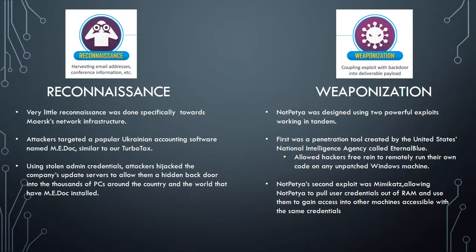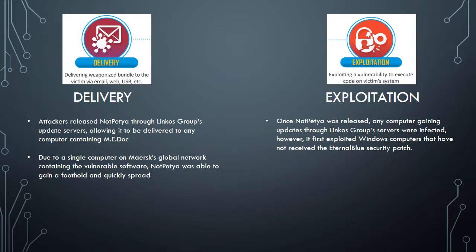After reconnaissance, it was weaponization. It was built using 2 exploitations, using EternalBlue, which was created by the United States NSA, and NotPetya's second exploit was Mimikatz, allowing the user to get credentials out of random access memory and use them to gain access. Delivery. Attackers released NotPetya through Linkos Group's update servers, allowing it to be delivered on computers containing that software. And due to a single computer on Maersk's global network containing that vulnerable software, NotPetya was able to gain a foothold and quickly spread and cripple their entire network, causing around $300 billion in damages.